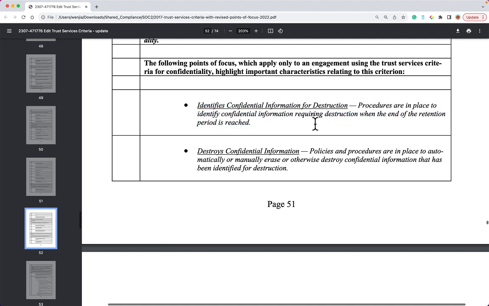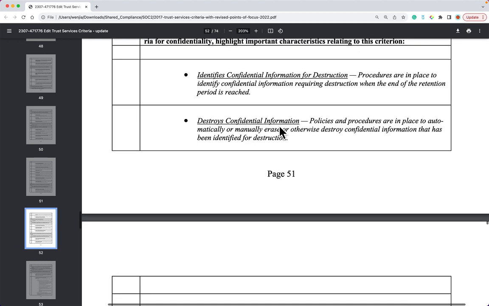One is identify. Procedures are in place to identify confidential information requiring destruction. So this one is saying that the time you receive or start storing confidential information is different, and of course the time they need to be disposed of is different. Today you need to dispose of this batch of data, tomorrow that batch. So you need to identify the time, the schedule. You need to have a schedule for that.